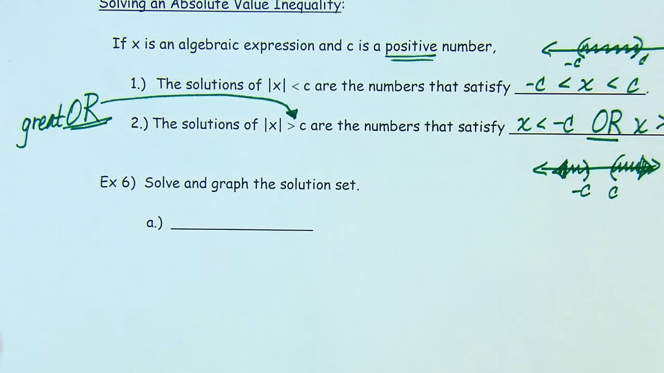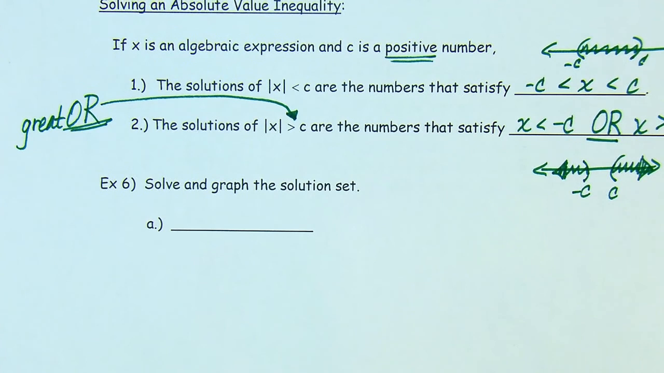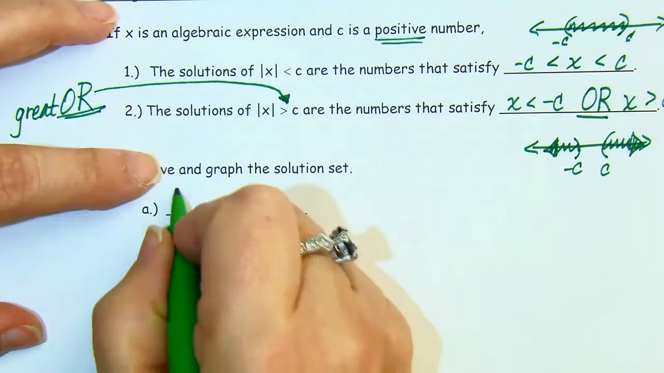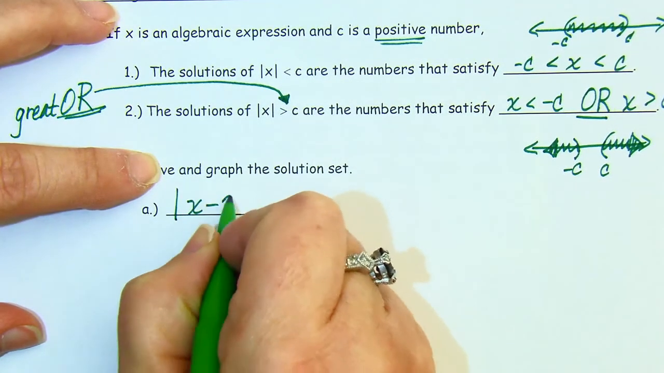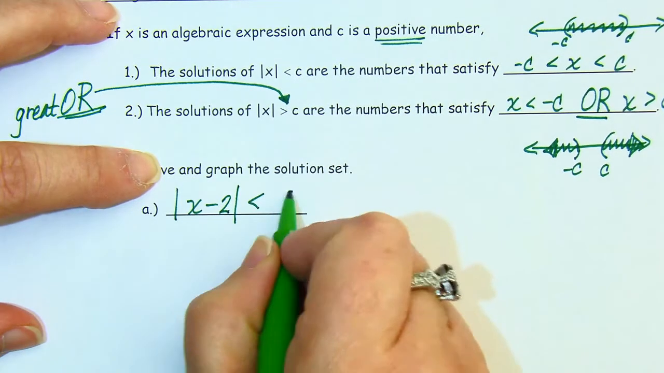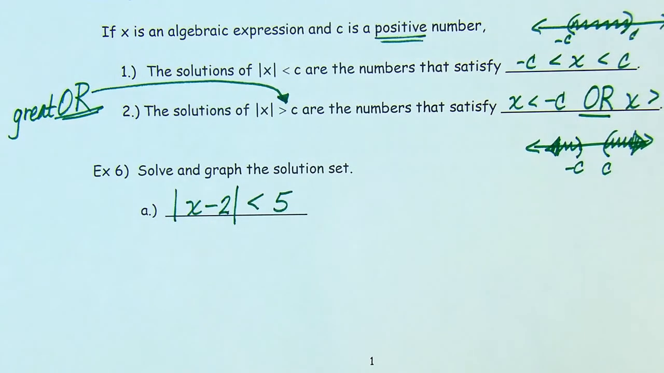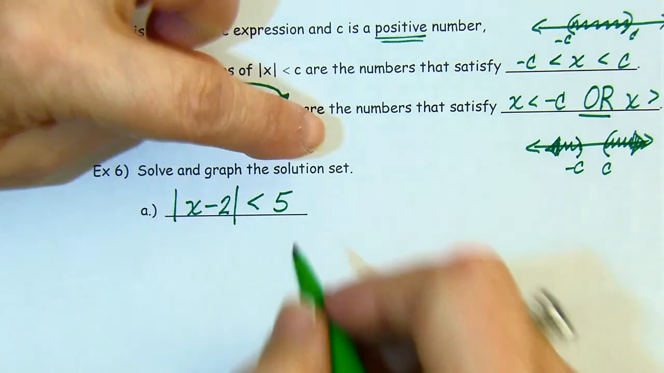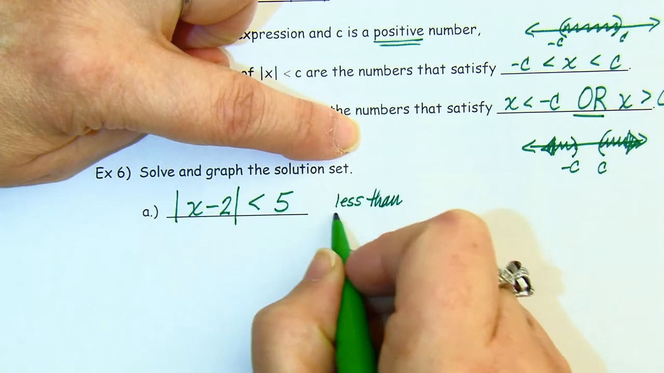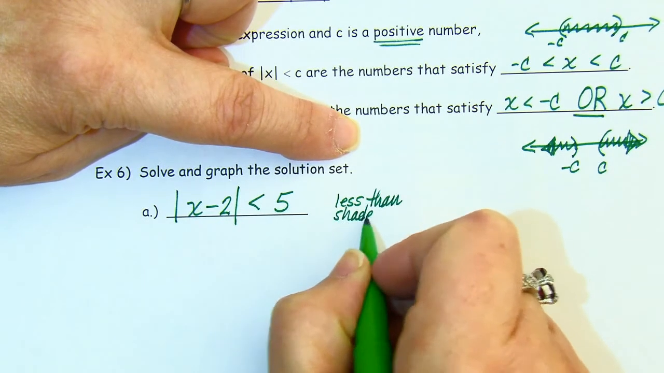Let's do an example. We have another one on the back after this one, but we'll do this one right now. Absolute value of x minus 2 less than 5. It's a less than. I'm expecting shade between. Okay? Less than. Shade between.